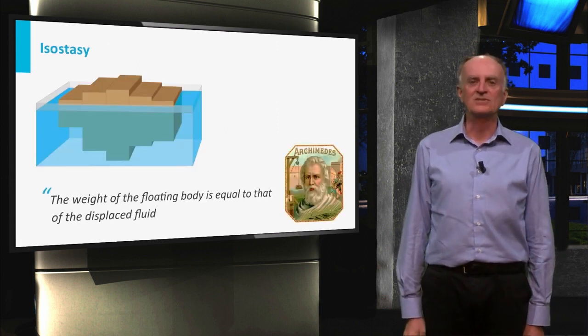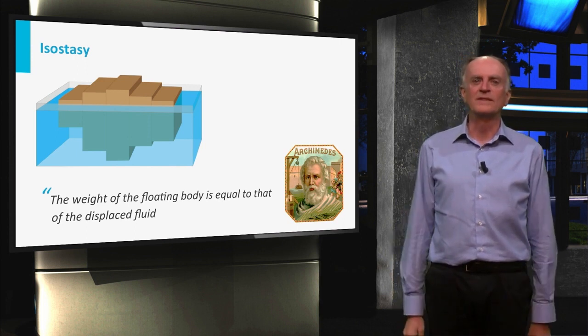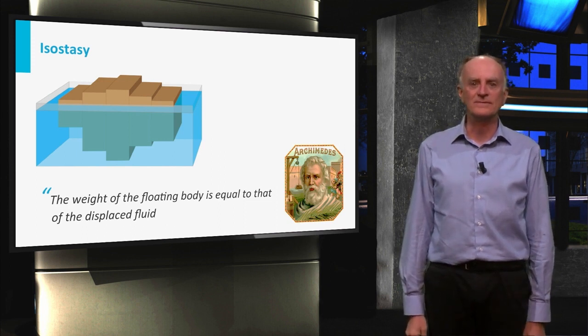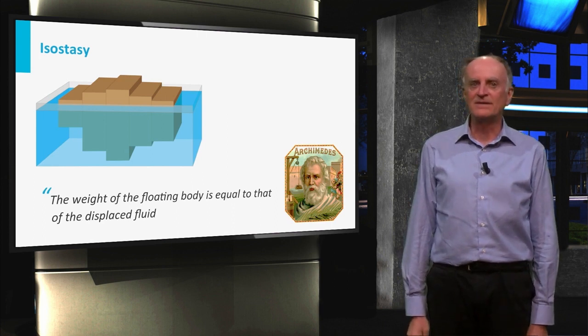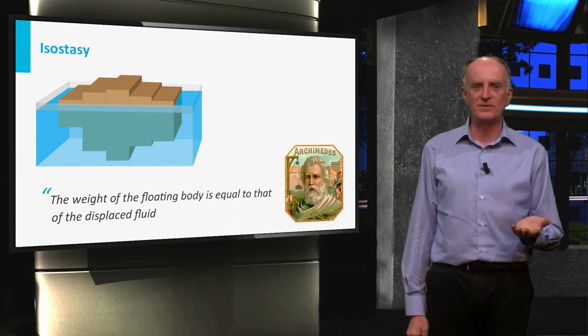Topography is essentially controlled by isostasy. Isostasy is not much more than the law of floating bodies described by the Greek philosopher Archimedes more than 2000 years ago. Archimedes discovered that the weight of a floating body is equal to the weight of the displaced fluid.